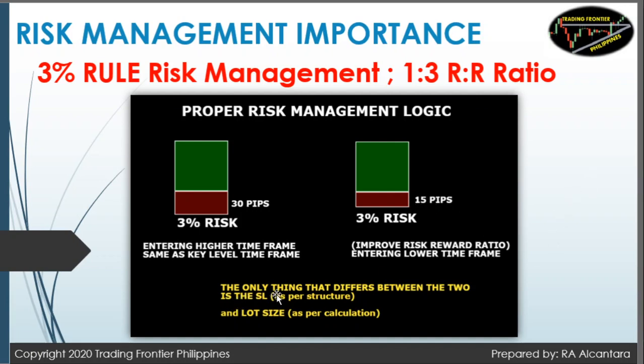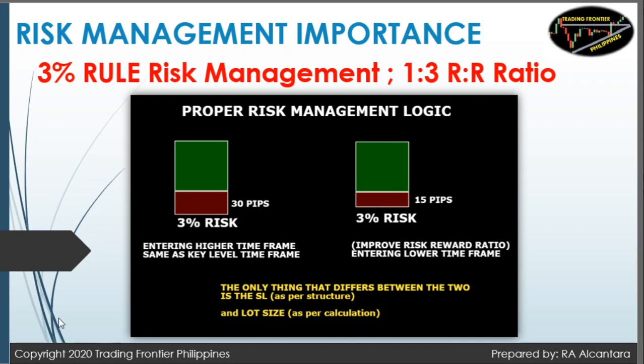So the only thing that differs between the two is the stop loss as per structure and lot size as per calculation. Again, in order for you to have an improved risk reward ratio, you have to enter at a much lower time frame. Entering at a higher time frame, the same as the key level time frame, will only provide you this kind of risk reward ratio as compared to this one, again having the same risk percentage.